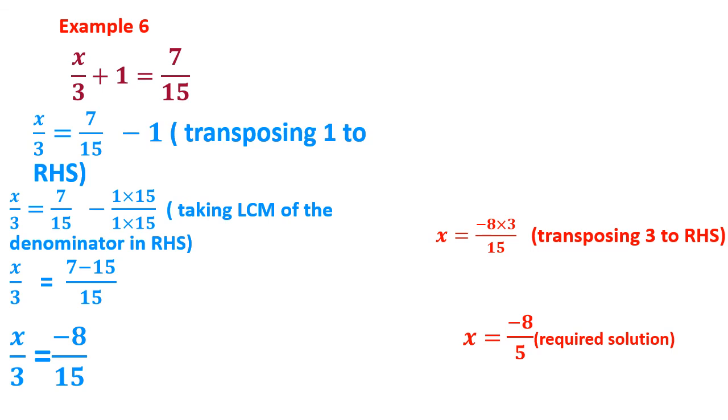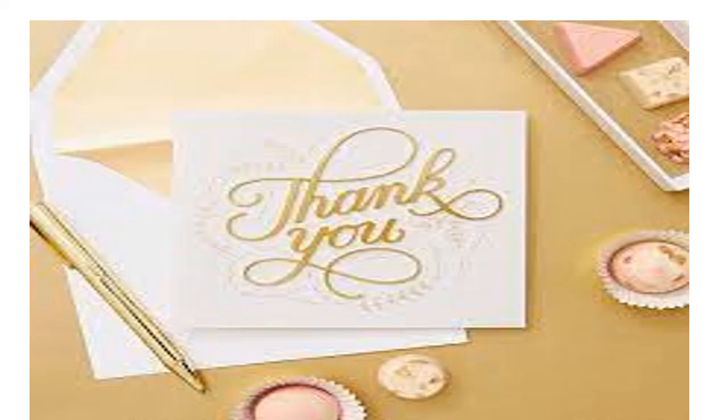As you can see, we also have to bring it to the standard form. How to bring this into the standard form? You just cut it out. 3 ones are 3 and 3 fives are 15. The common factor of 3 and 15 is 3, so we first cut it out and bring it to the standard form. Hence the standard form: the numerator is minus 8 over here and the denominator is 5. And this is the required solution. Thank you.